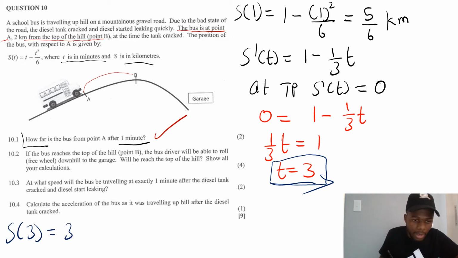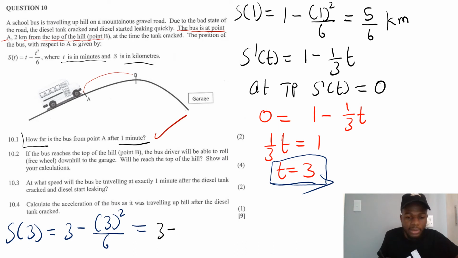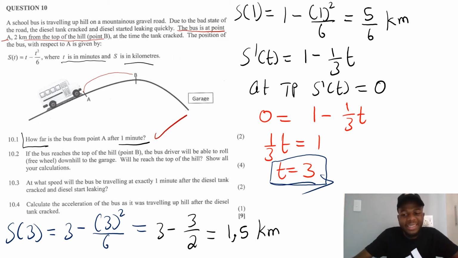Then we have 3 minus 3 squared over 6. We'll be left with 3 minus 9 over 6, which is 3 over 2. If you simplify this, you still get 3 minus 3 over 2, which gives 3 over 2, the same as 1.5 kilometers. So this is the length or the distance that the bus is going to be able to travel from point A. Let me say this is the maximum distance that our bus is going to travel.